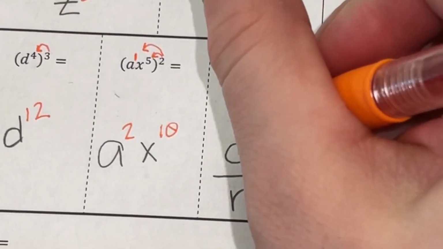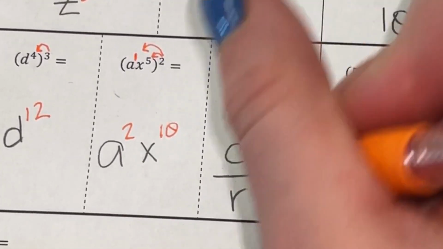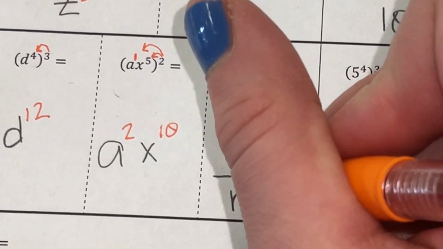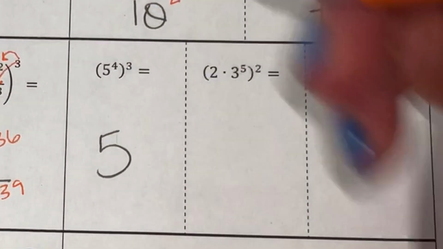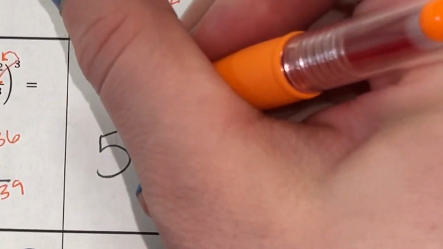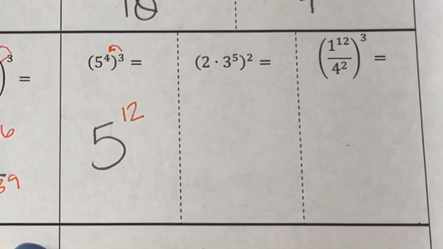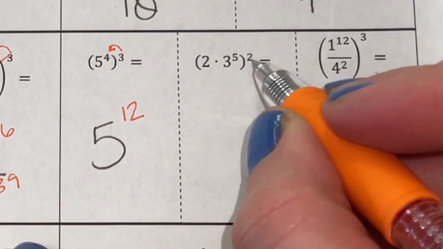So this gives me c to the 36th and c over r to the 39th power. All right, number base, same thing. That base 5 is going to be there, but I'm going to distribute this 3 to that 4, and that gives me 5 to the 12th. Then we have 2 times 3 to the 5th all squared.